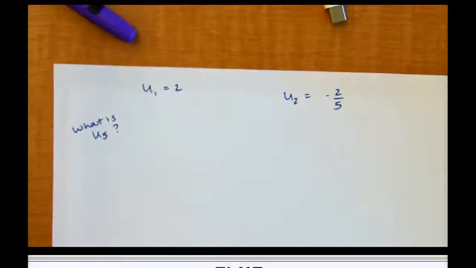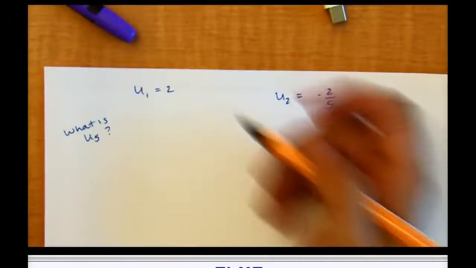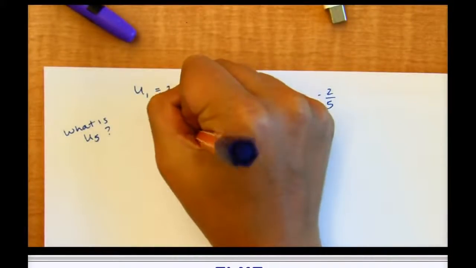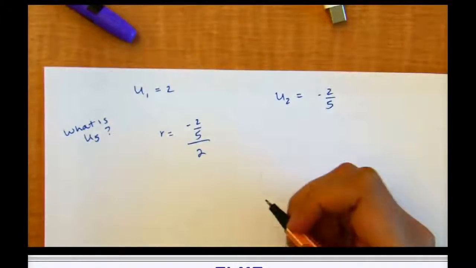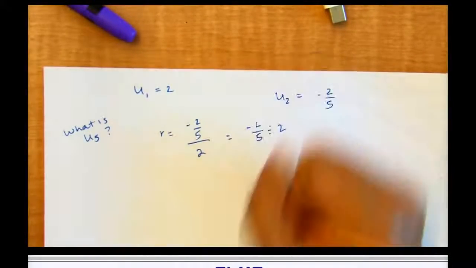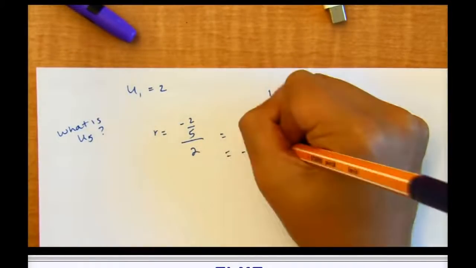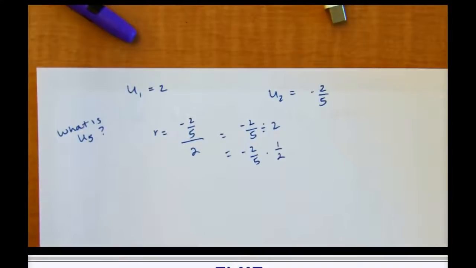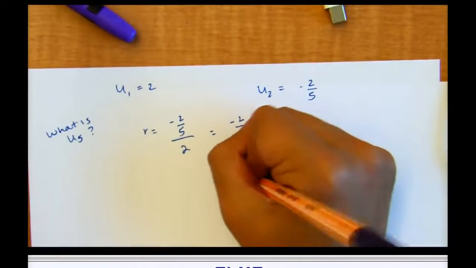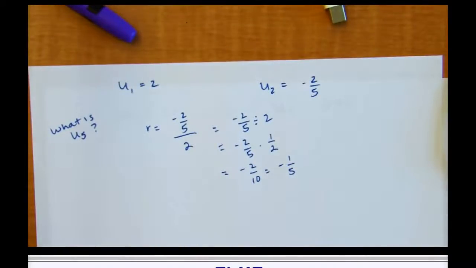If you solved it correctly, I apologize that you have to watch this again, but just bear with me, I'll go through it quickly. So to find these two pieces, I need to first find my common ratio. So I'm going to take negative 2/5 divided by 2. Keep, change, flip. I'll have negative 2/5 times 1/2. I can simplify now, or I can simplify later. This will become negative 2 over 10, or negative 1/5. That's going to be my common ratio.